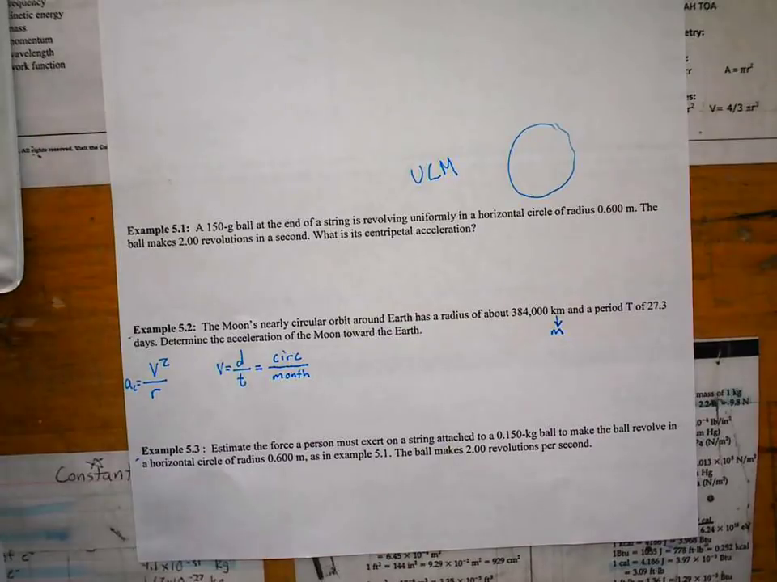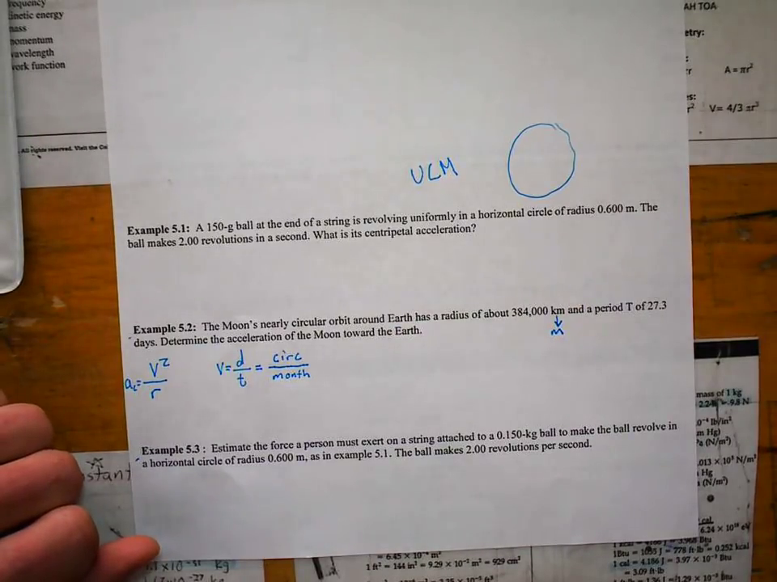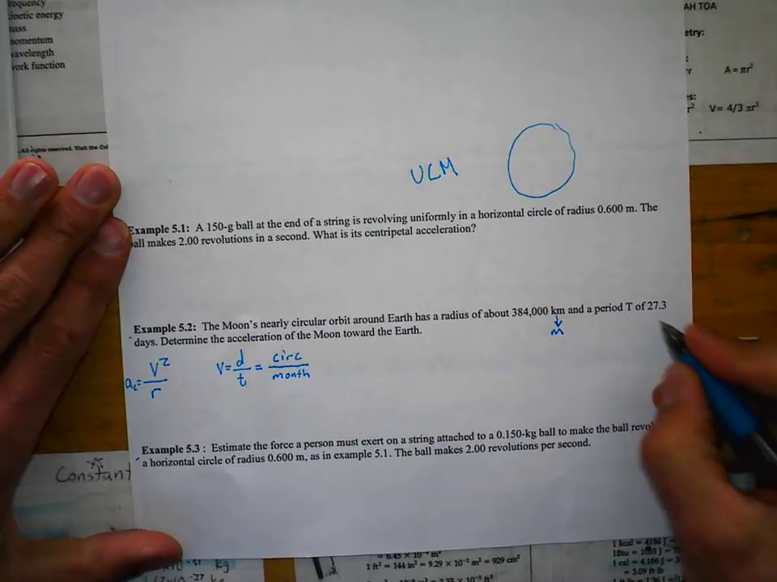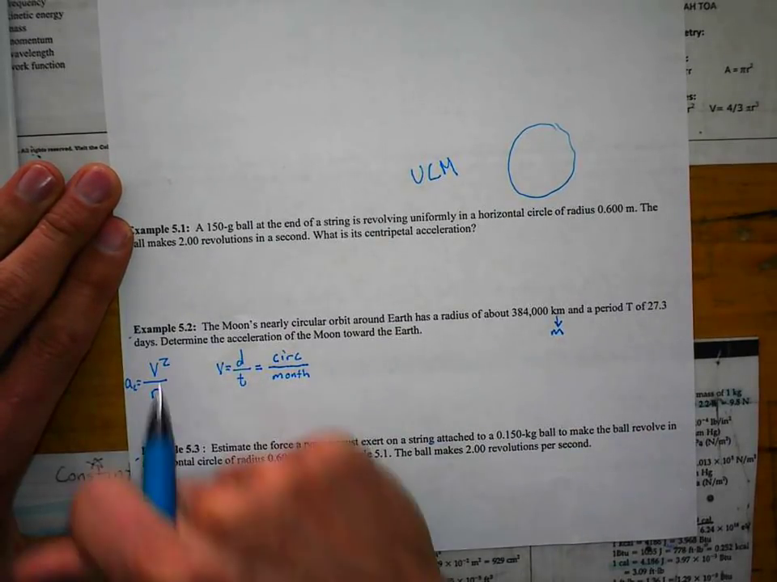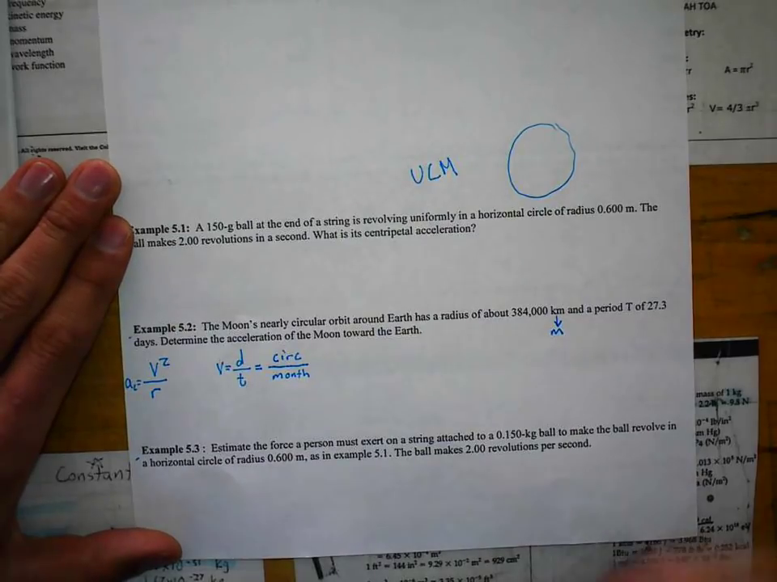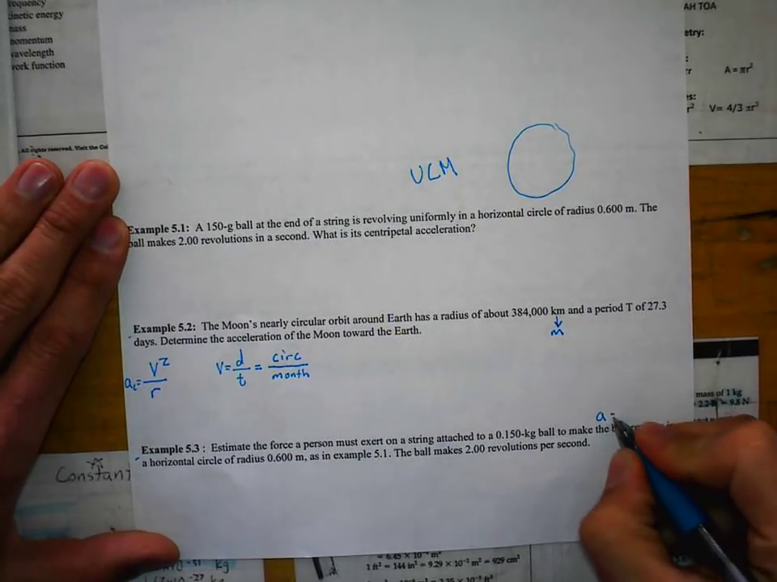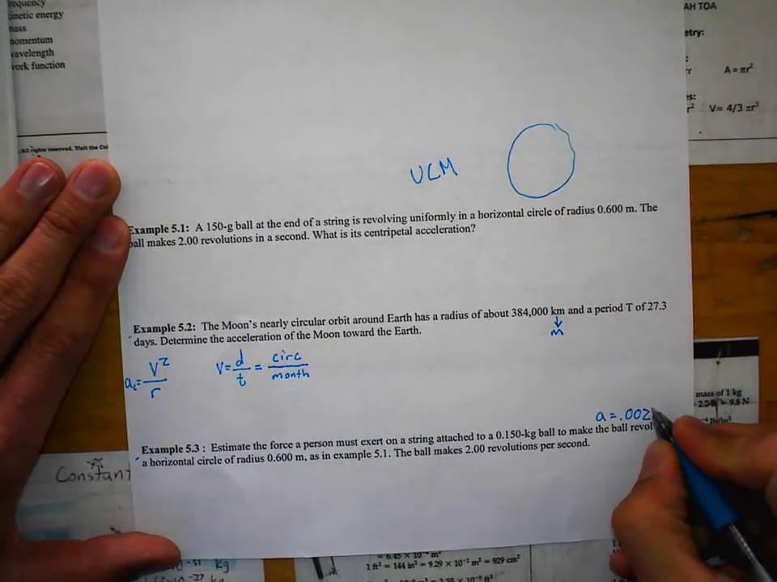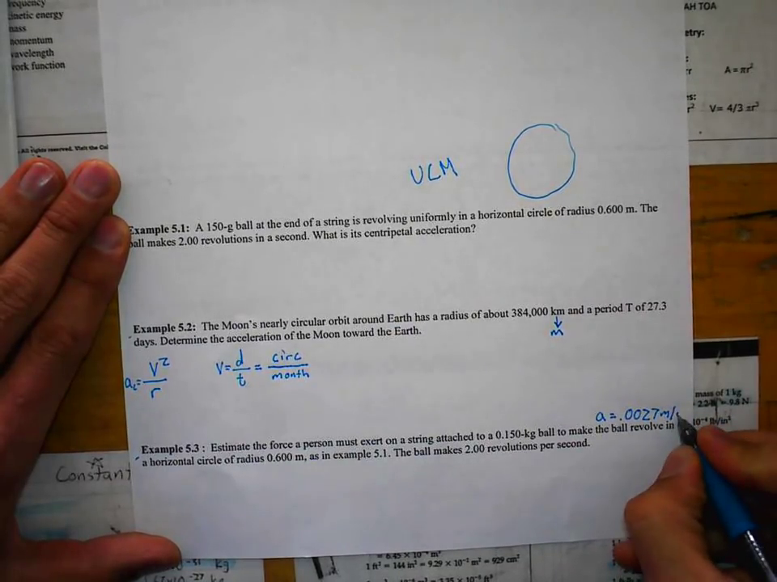Alright, I'm going to let you do the rest. Any other places you could run into problems with this? Not really, as long as you convert this to seconds. It's obviously given to you in days, so you've got to be careful of units. Okay, so I'm going to give you the answer. The acceleration is 0.0027 meters per second squared.